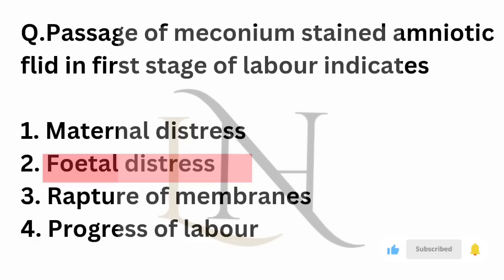In 12th week 50 ml, 16th week 100 ml, 20th week 400 ml, and 36 to 38 weeks is the peak level, so 800 to 1000 ml of amniotic fluid. At term, week 40, 600 to 800 ml, and at 42 weeks amniotic fluid is decreased to 200 ml. Let us move to MCQ.